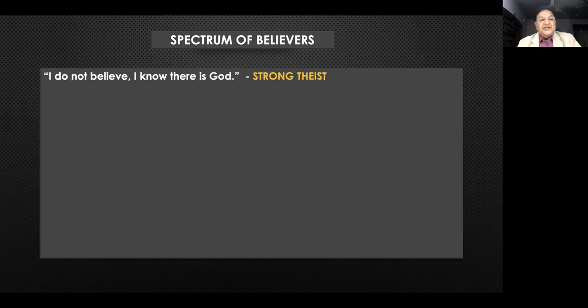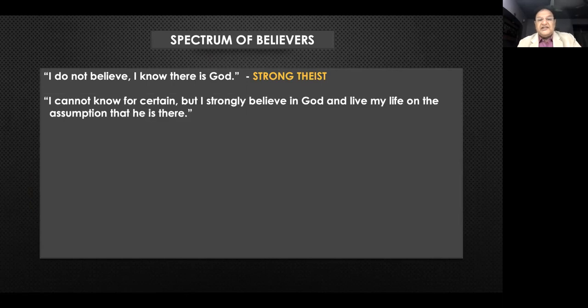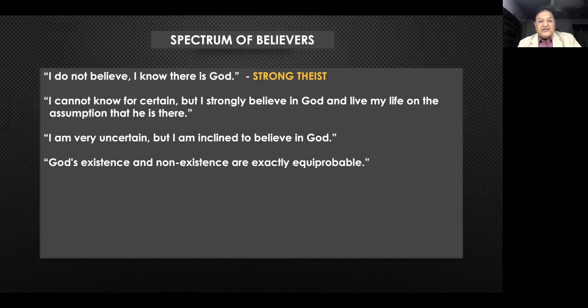The first one is the pure theist: I do not just believe, I know there is God. Then the next one is: I cannot know for certain, but I strongly believe in God and I live my life on the assumption that He is there. Still down, I'm very uncertain, but I'm inclined to believe in God, almost getting towards agnosticism. And then God's existence and non-existence are exactly equiprobable.